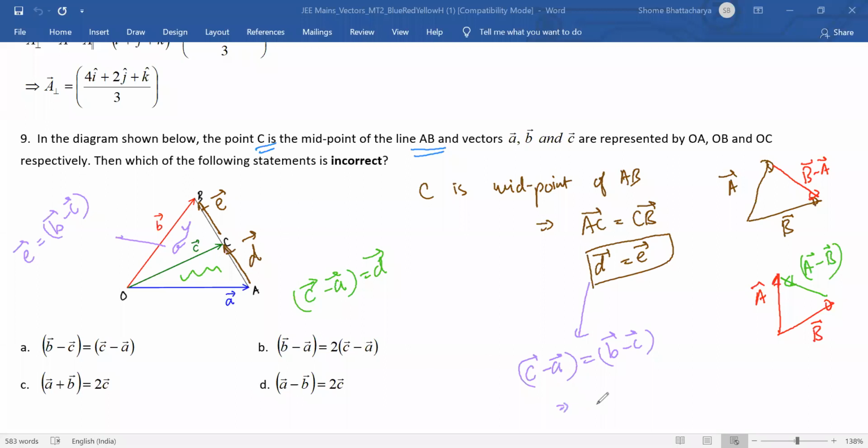So you can see that 2C will become A plus B. So from that you can see. Okay, and also you can see that E plus D is twice of E or twice of D. So E plus D, which vector is it? It is this one. So it is B minus A.